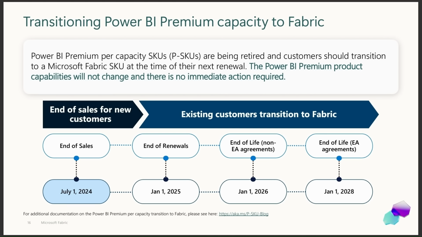So Microsoft is retiring the old P SKU Premium capacities and moving everything to the new Fabric SKUs. So don't worry, nothing will break or disappear. You'll simply move to Fabric when it's time to renew your subscription. So here's the timeline. New sales for Premium capacity ended January 1st, 2025. Renewals will end January 1st, 2026, and by 2028, all customers will be fully transitioned to Fabric.